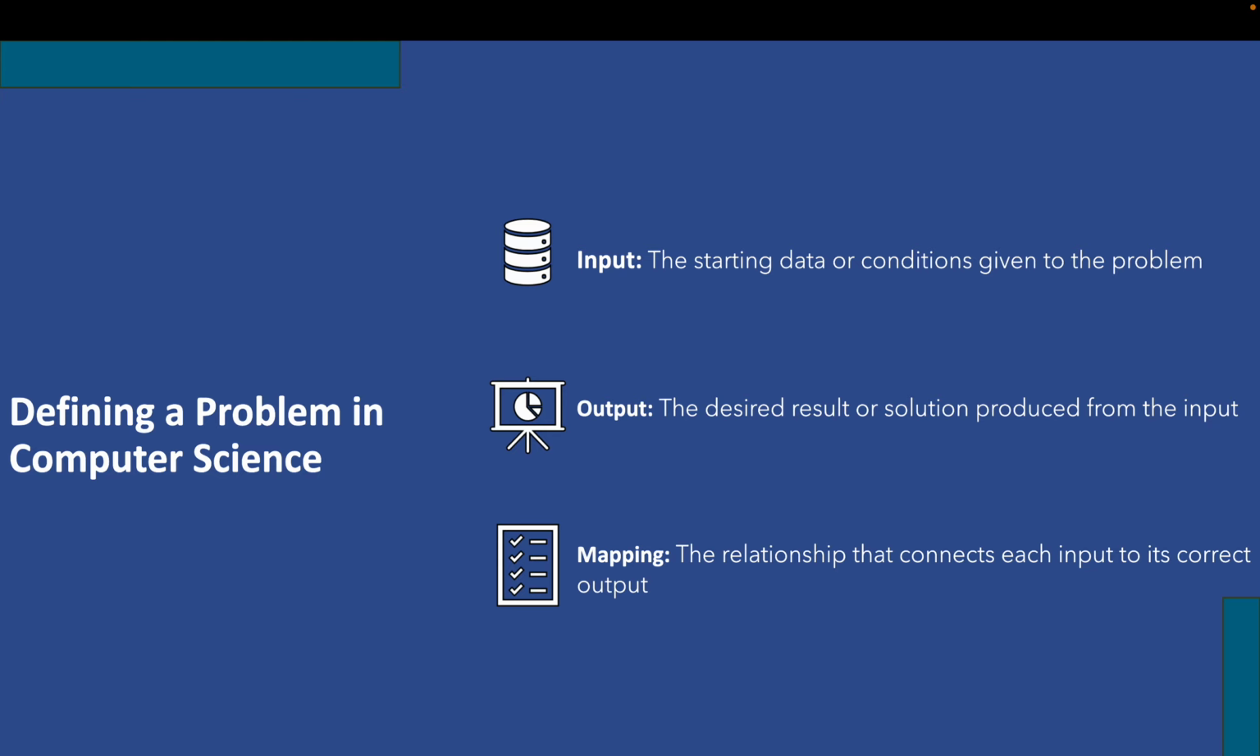A problem in computer science is like a mapping between two subsets, input and output. The input is what we start with, the starting data. And output is the desired result, what we want to achieve. And the problem is something like a mapping, a solution that connects its input to the desired output.